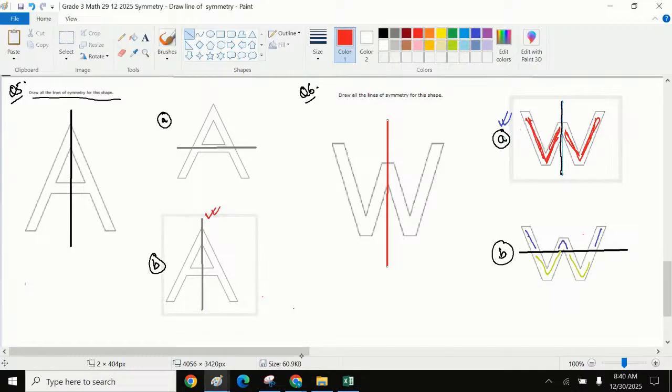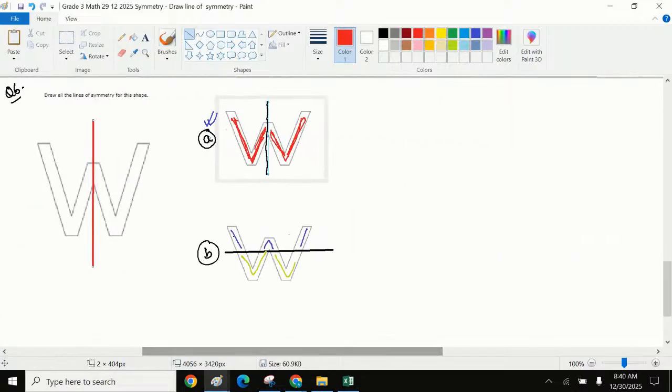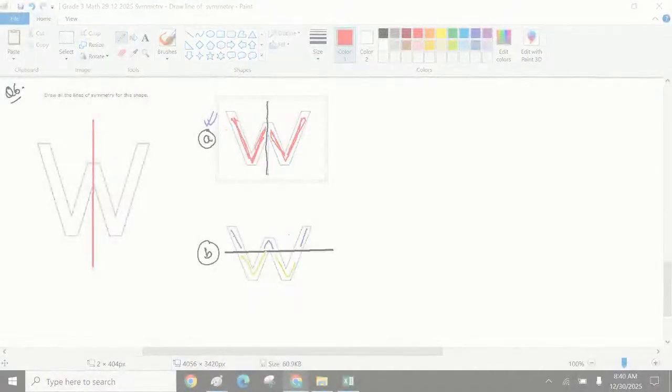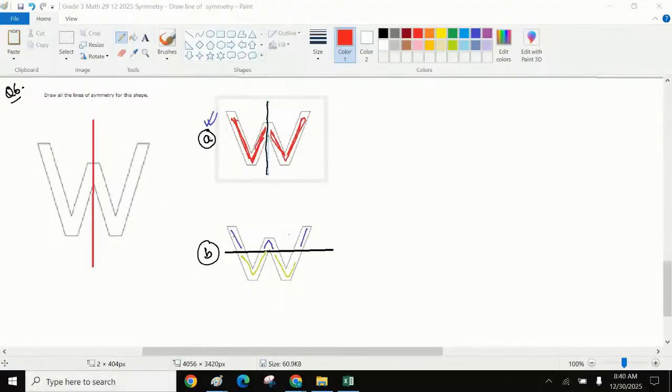Okay, so this is how we can find the lines of symmetry, right? Symmetry is something that you would find everywhere in your daily life, even yourself, right? Your palms, your hands, when you clap, your hands are symmetrical. Your face is symmetrical, right? A lot of things are symmetrical.